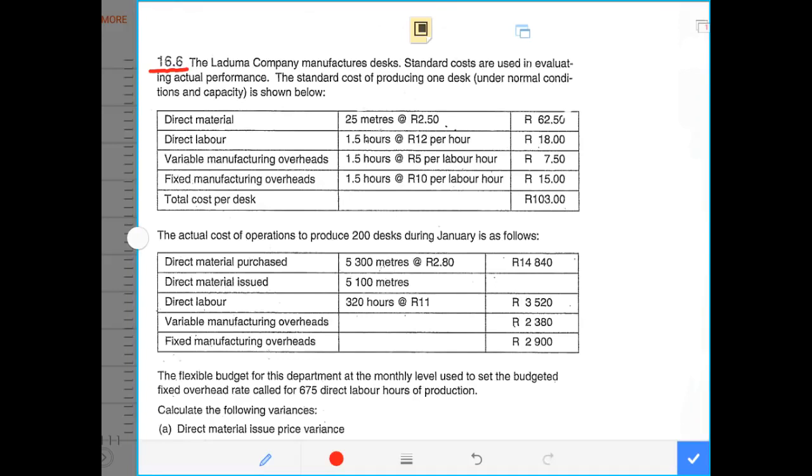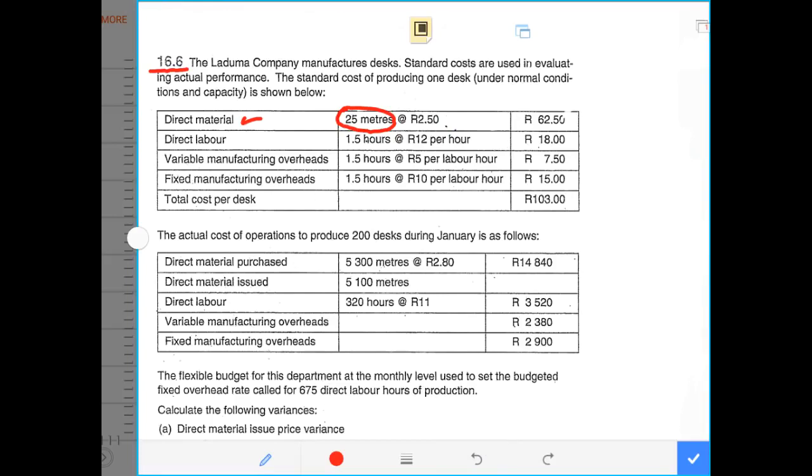Then under our standard cost of producing one desk, we have direct material, which is 25 meters at 2 rand 50 cents. That means the standard meters of material per unit is 25 meters. And the standard price of material is 2 rand 50 cents per meter. Let me just say per meter so that we are very clear that it is per meter.